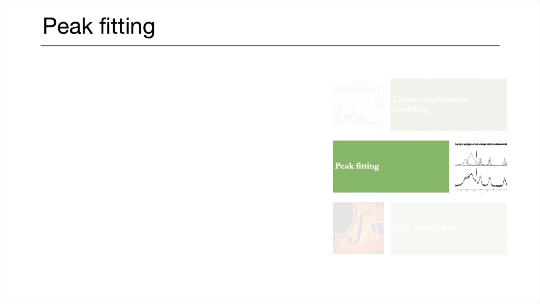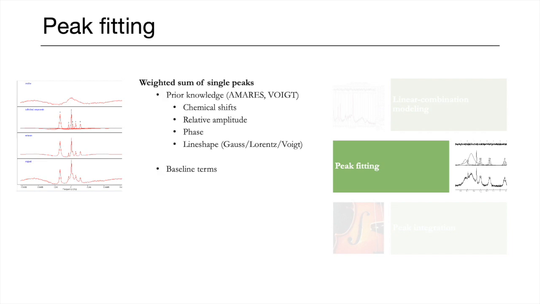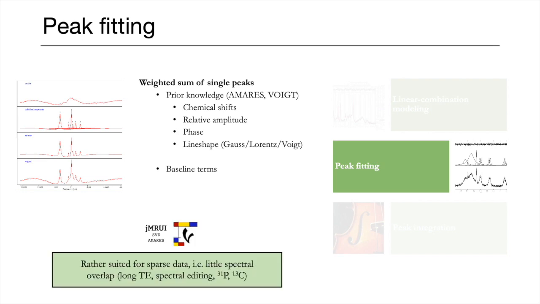One quite popular alternative is called peak fitting, and here the algorithm doesn't use simulated basis sets but fits the data with a series of single peaks. And these can be constrained to each other by inserting prior knowledge about chemical shifts and amplitudes and phase and line shape, and in the end this often resembles basis functions for particular metabolites. But this approach is tricky when many signals are involved and when they overlap, and it is therefore rather recommended for data with fewer peaks and little overlap, such as long echo time spectra, spectral editing, or phosphorus and carbon spectra.